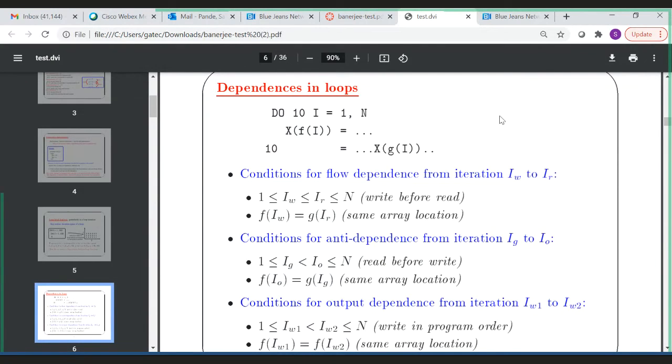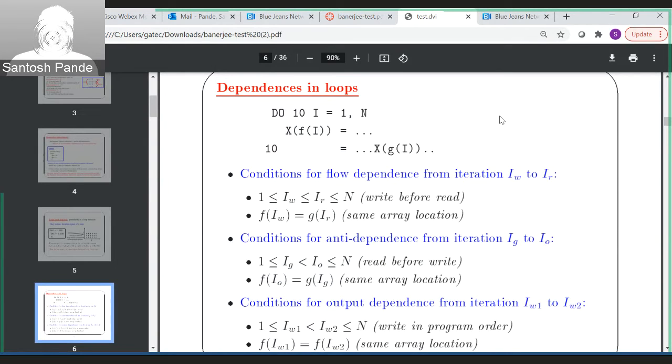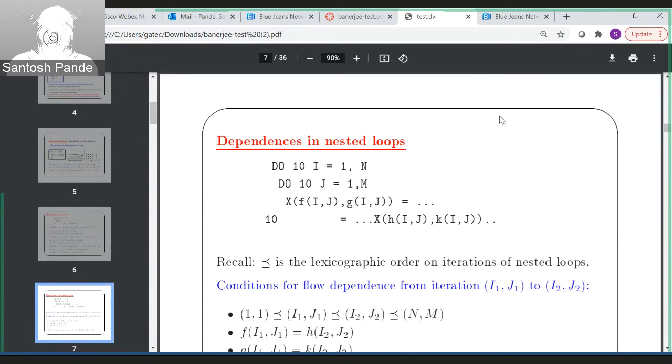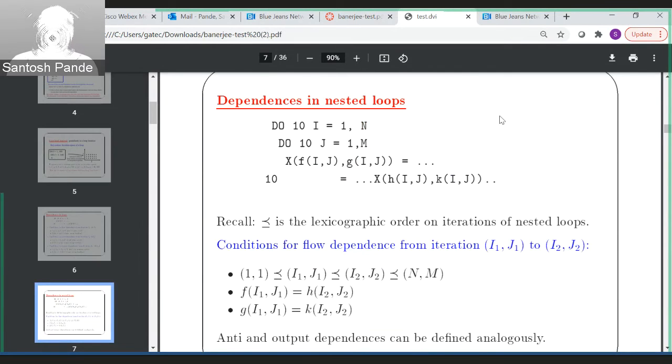But just the fact that it occurs at least once is sufficient for the dependence to be there. So now let's look at the dependence in multidimensional loops. Basically, we'll just take one case here, which is flow dependence, and extend whatever we saw to the flow dependence case. So we have here I1 J1 as the iteration which is writing into X, and I2 J2 as the iteration which is reading from the same location in X.